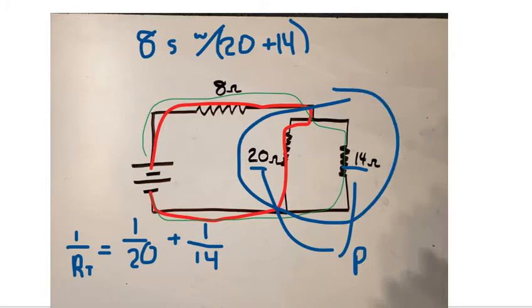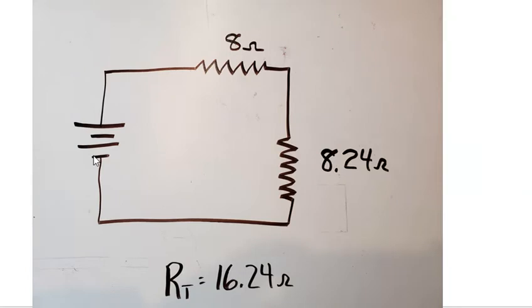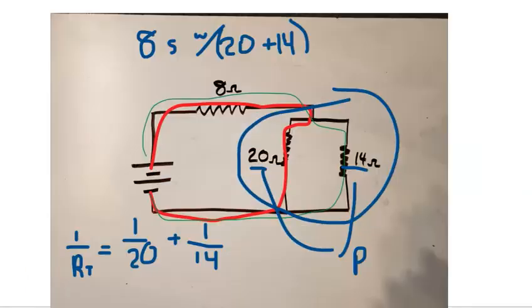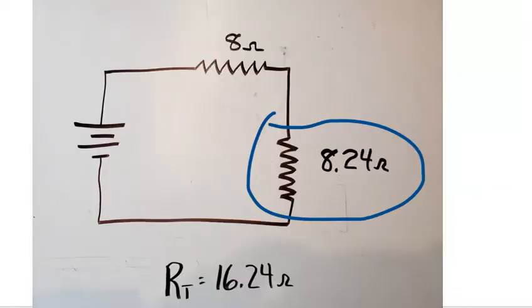So I'm going to take those two out, and I'm going to put one resistor in that's equal to the equivalent of these two. Now I have this circuit. And now this matches up with what I said, because I said the 8 is in series with these two. Well, these two combine to be this. So when I redraw the circuit, I have 8 plus 8.24. These two are in series. I get a total resistance of that.